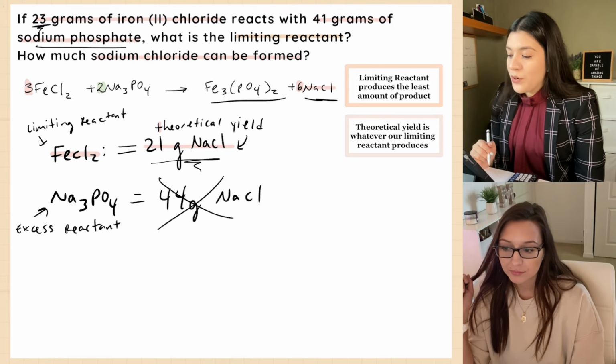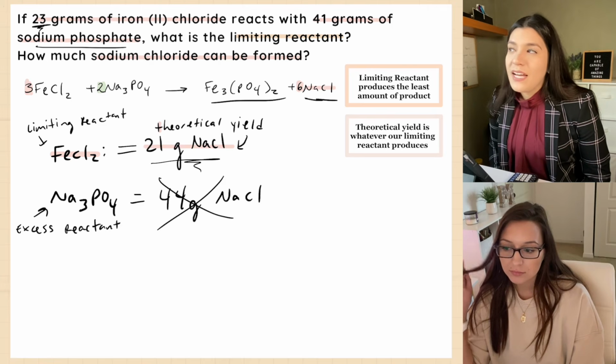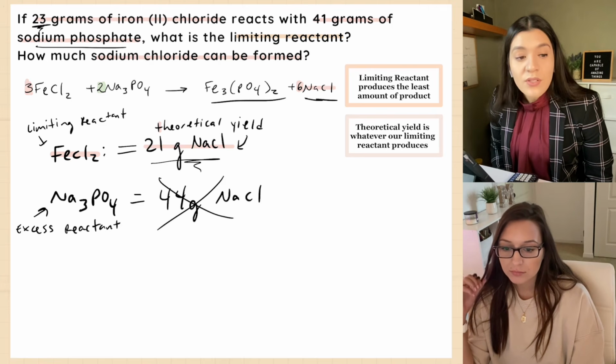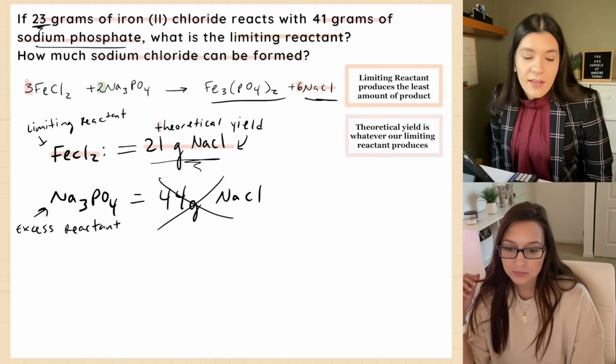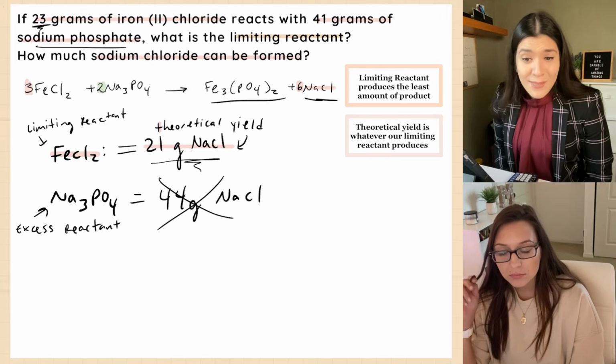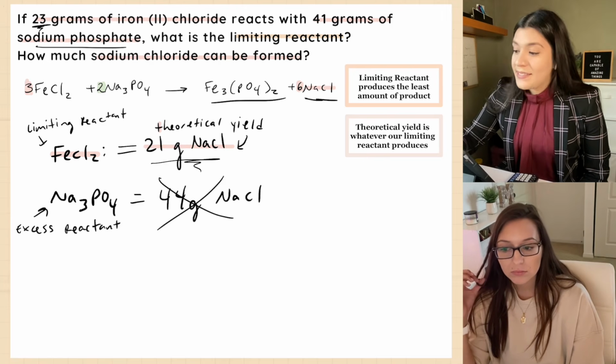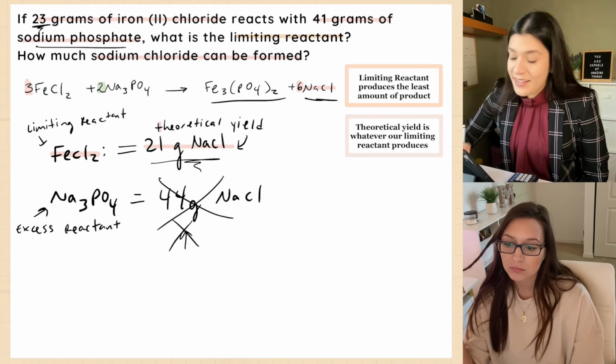It is going to be important to know what your theoretical yield is, how to find it, and I'd even say some of the common words that they use. So they may say, like in this case, they said how much sodium chloride can be formed. They could have said, what's the maximum amount of product that you can form? And it's not going to be the largest number. That's not the case.